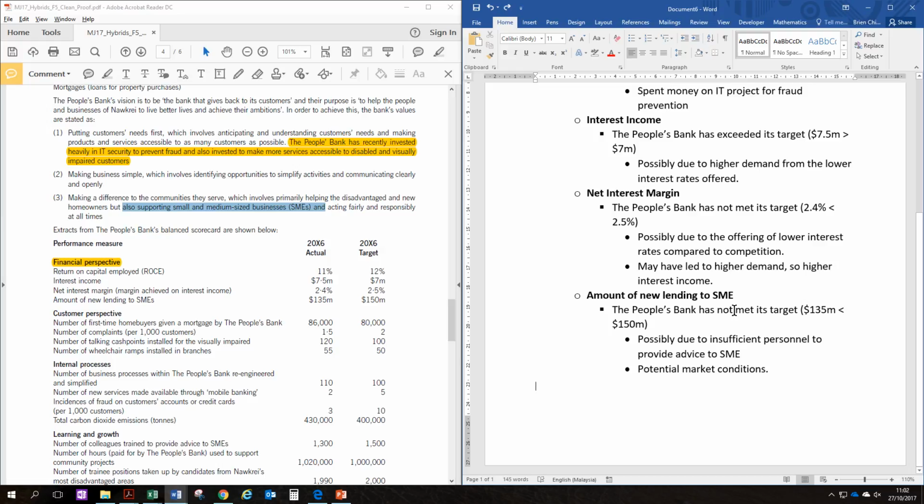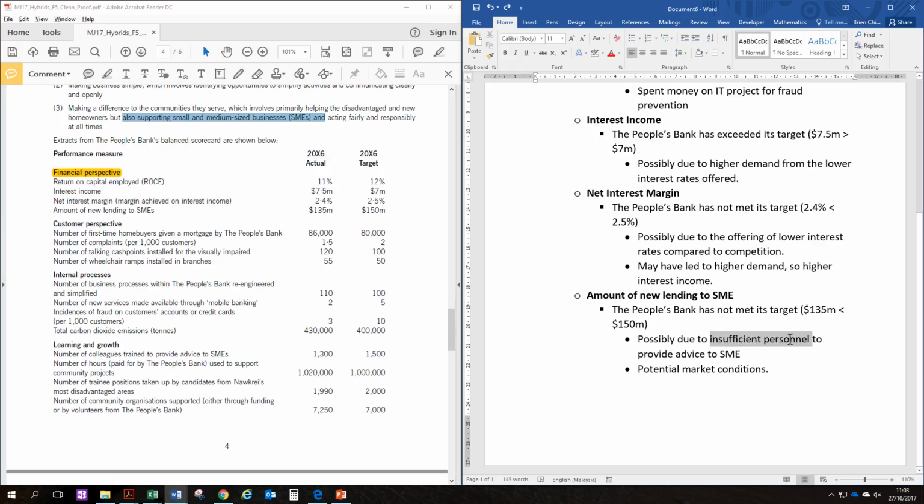The reason why could possibly be insufficient personnel to provide advice to SMEs. Where do we find this? We find this under here. Number of colleagues trained to provide advice to SMEs. Because we don't have enough people trained to provide advice, that's why their loans may have been rejected, or something like that. Another potential reason which you can just mention as a general idea is potential market conditions. Maybe market conditions are not good and the People's Bank needs to preserve capital, or the risk profile of their clients is higher, but in general, market conditions might have led to less lending to SMEs.